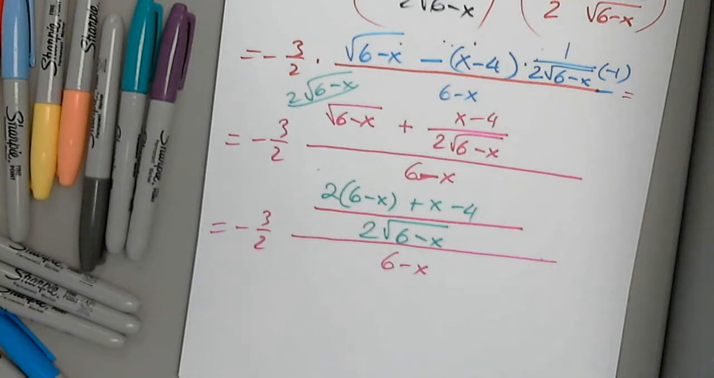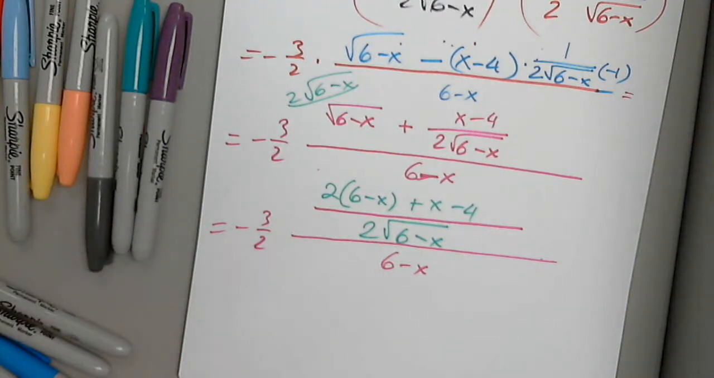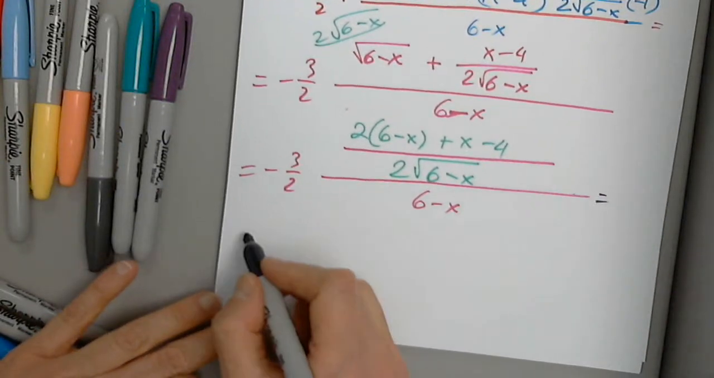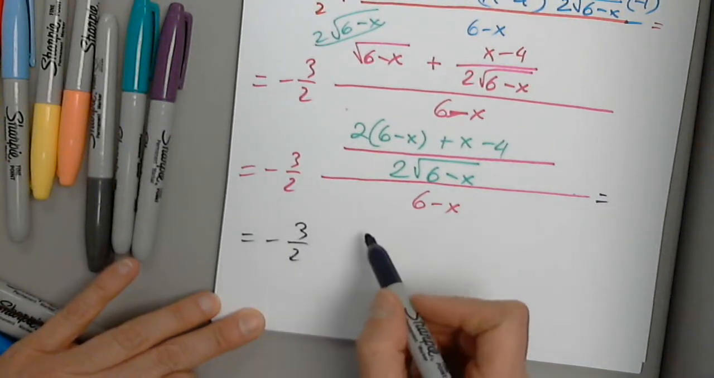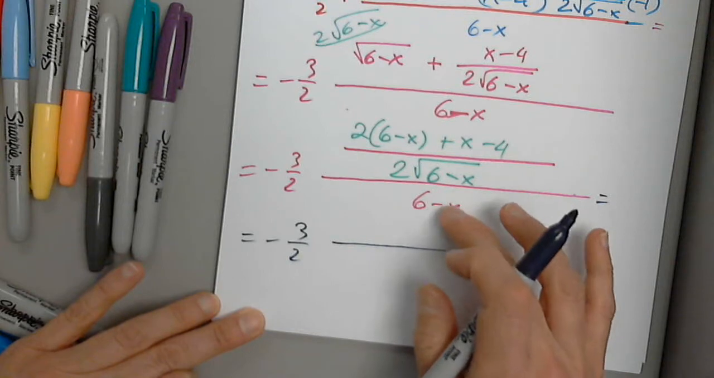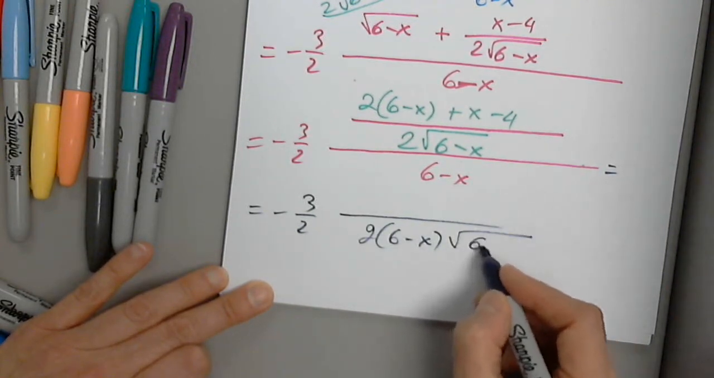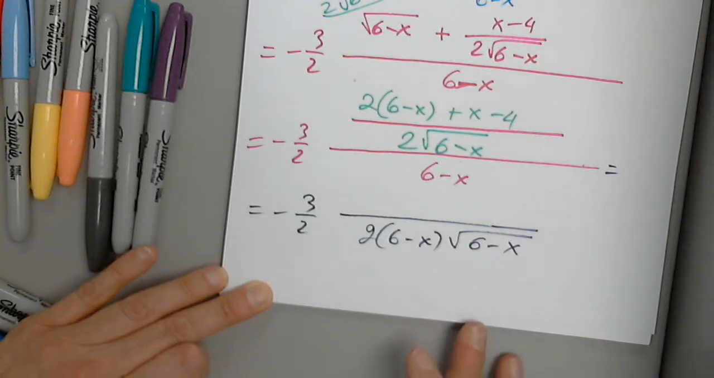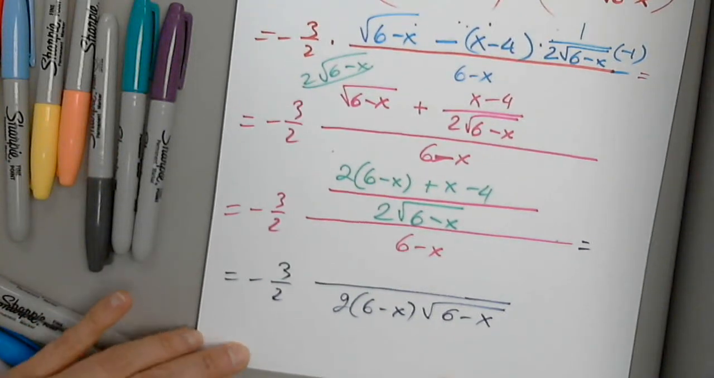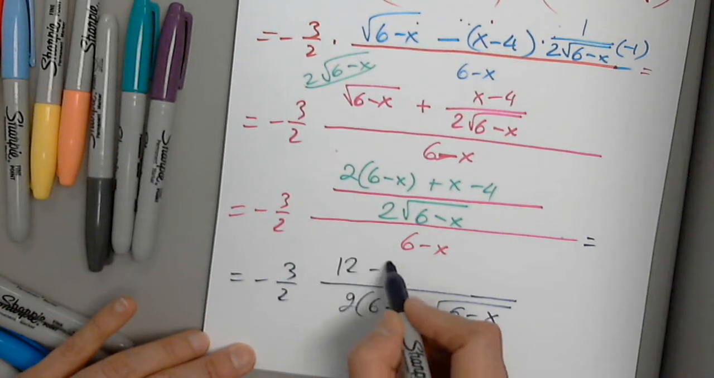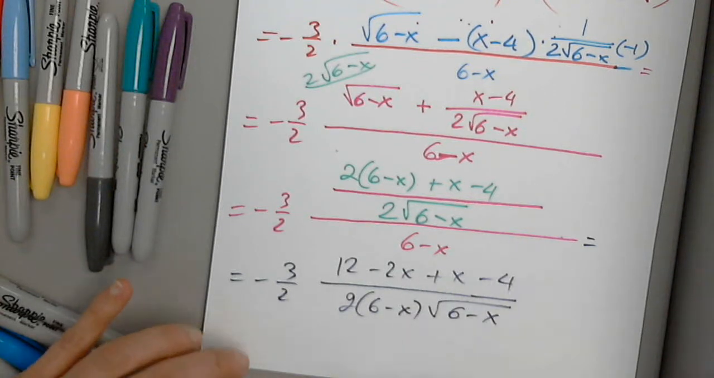This is not a simple situation. It's not. It's a lot of work. It's very easy to lose track of the next step. Very easy. Okay. Negative 3/2. So now I'm going to flip the denominator. So I have 2 times 6 minus x, the square root of 6 minus x. And now the numerator: 12 minus 2x plus x minus 4.